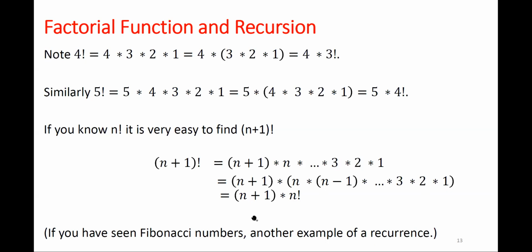So if you've seen Fibonacci numbers, this is another example of a recurrence relation where you get the next value from knowing the previous. For Fibonacci's, you need to know the previous 2, and then the Fibonacci is next. So it goes 1, 1, 2, 3, and what's 2 plus 3? And what's 3 plus 5? And 5 plus 8, and so on and so on. The factorial function is a little bit easier. You only need the previous value. You don't need the previous 2.